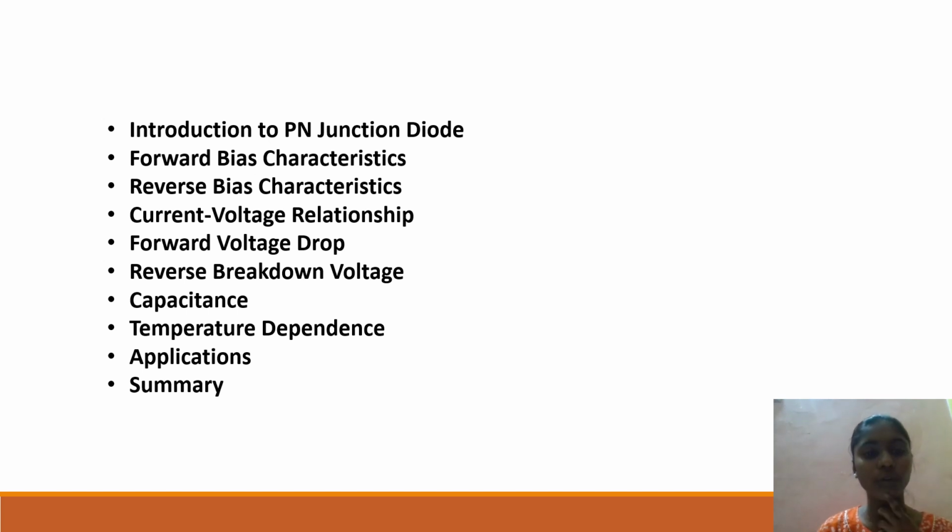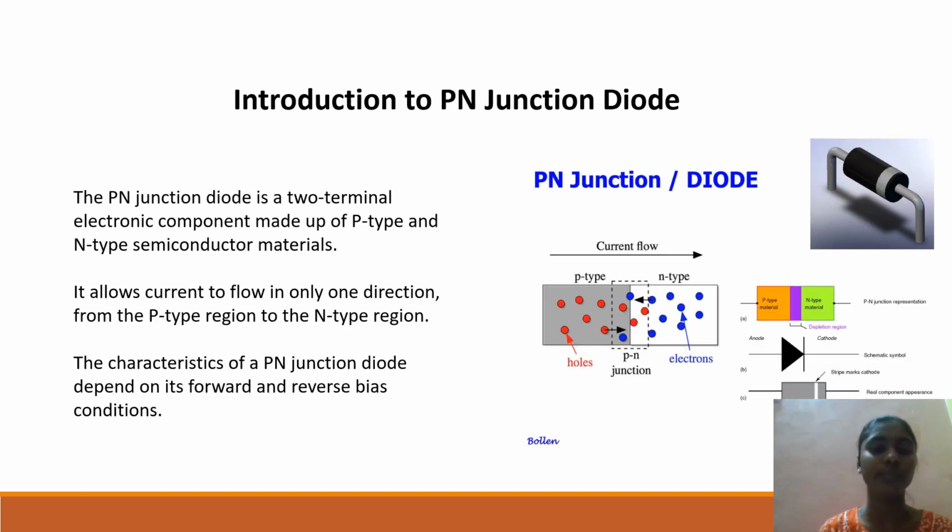First we have to discuss the introduction to PN junction diode. The PN junction diode is a two-terminal electronic component made up of P-type and N-type semiconductor materials. It allows current to flow in only one direction, from the p-type region to the n-type region. The characteristics of a PN junction diode depend on its forward and reverse bias condition.